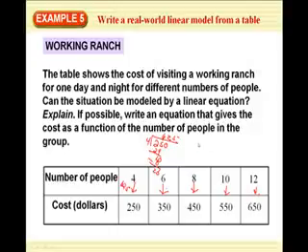Let's check the next one. If it's a linear equation, if we divide every single one of these, we need to get $62.50. Okay? If we don't get $62.50, then we know that we won't be able to write it as a linear equation. Did I divide that right? 250 divided by 4.